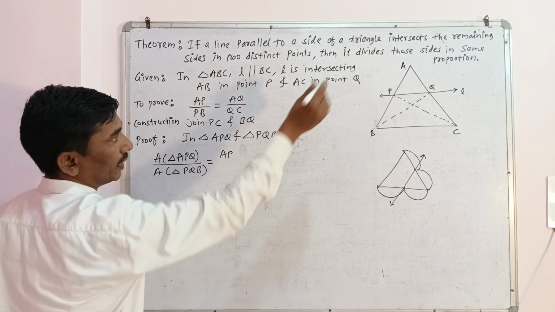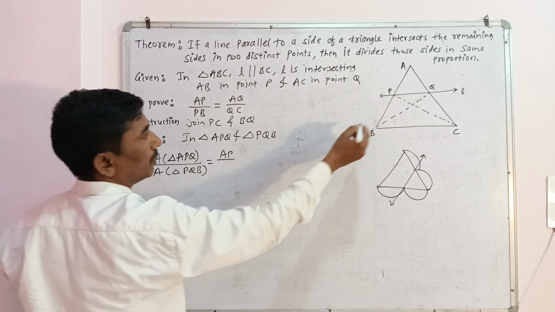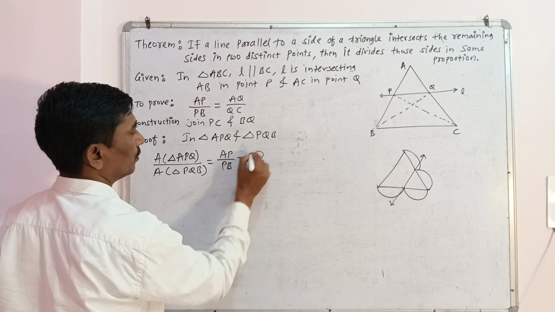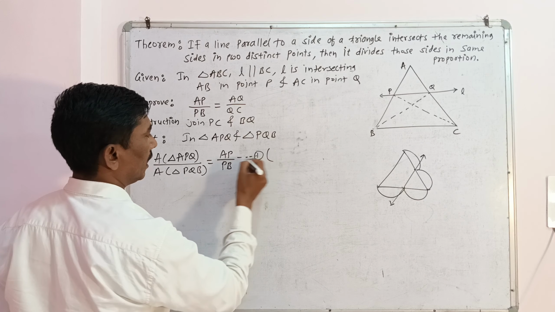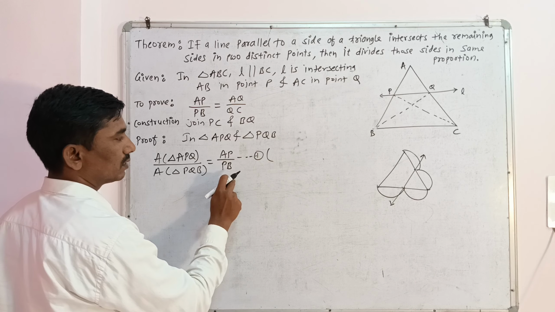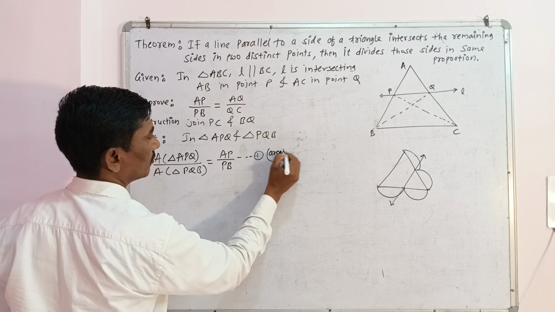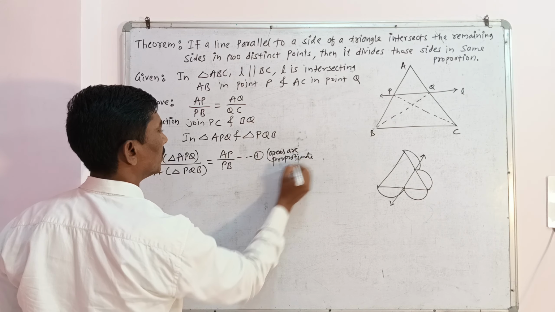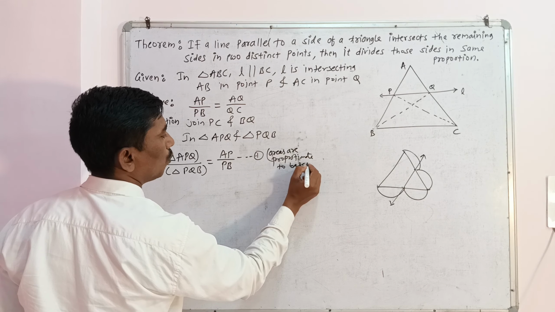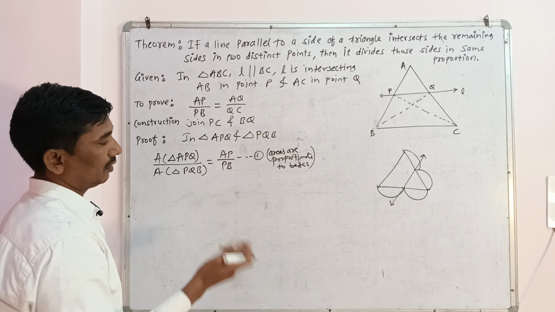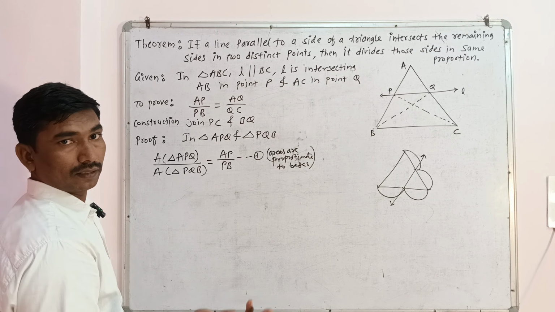So the base of triangle APQ is AP, and the base of triangle PQB is nothing but PB. So I can give this as equation number 1. And how this comes to this is because the areas are proportionate to the bases. And why are they so? Because they have the same heights. So the heights get cancelled, isn't it?